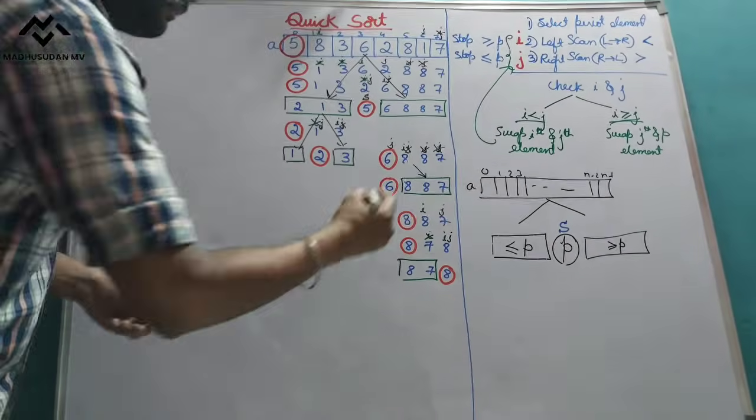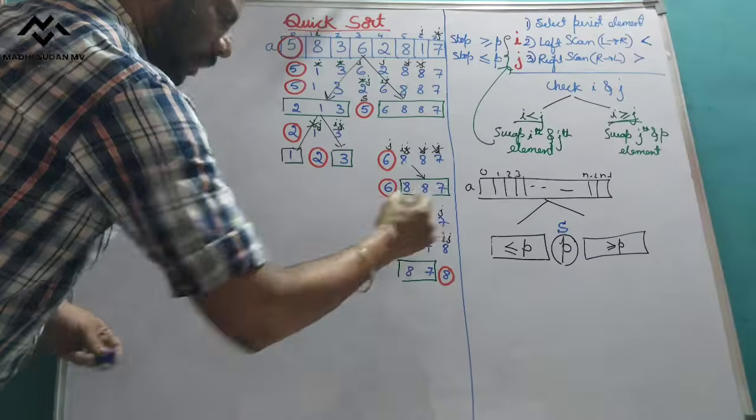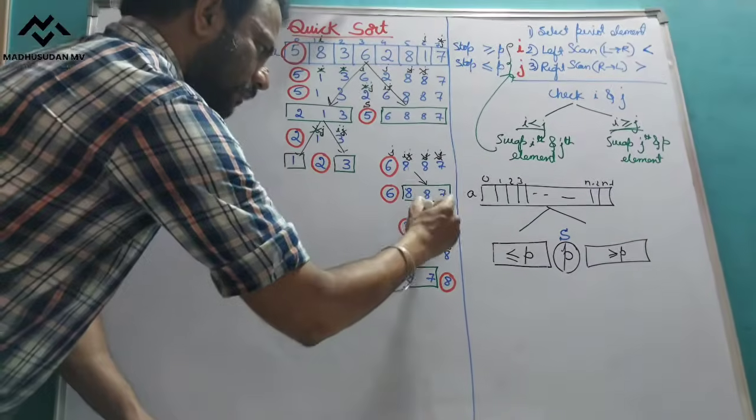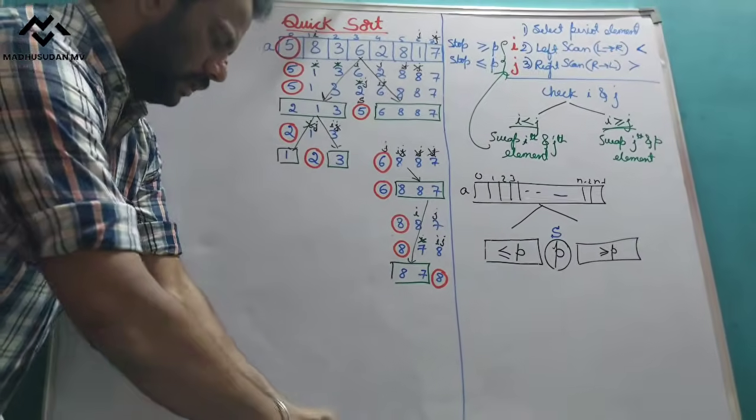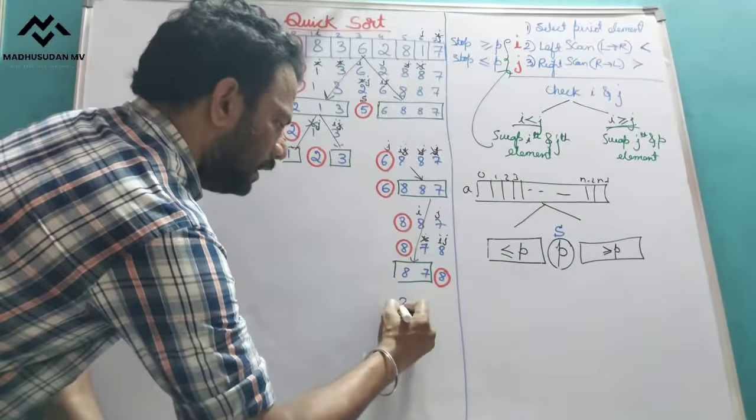So when I divided this, I got only the left subarray. Now again we need to sort this left subarray, that is 8 and 7.